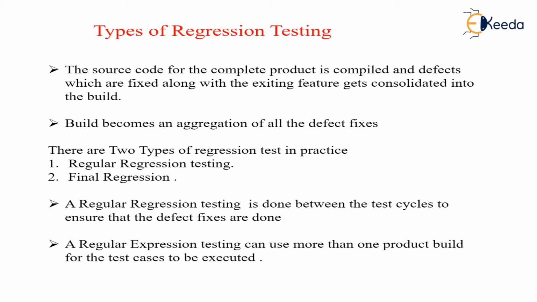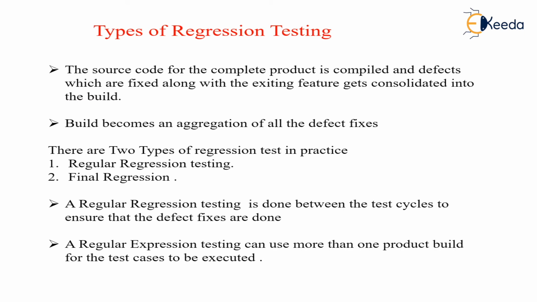Now, there are two types of regression testing in practice. The first is regular regression testing and the second is final regression testing. Let's see them one by one. Regular regression testing is done between test cycles to ensure that the defect fixes are done and that the functionality that worked in the earlier test cycle continues to work. Regular regression testing can use more than one product build for the test cases to be executed.